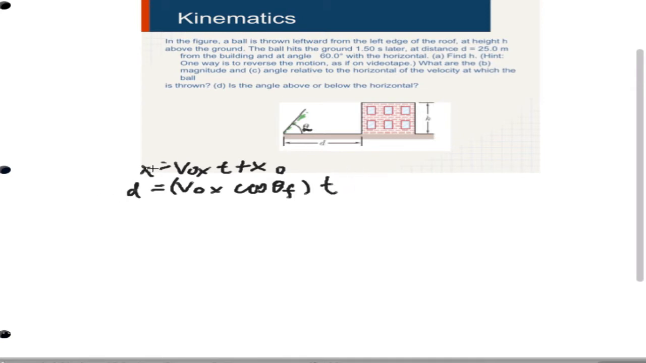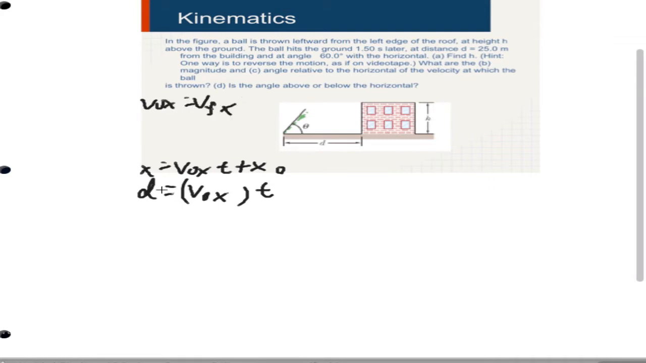And so what I can do is go ahead and get a couple of things. Actually, I need to be really careful. I don't like how I wrote any of that. So why don't we just rewrite it this way. We'll say that d equals v naught x times t. And we'll note off to the side here that v naught x equals v final x, and then we'll use that in a second.